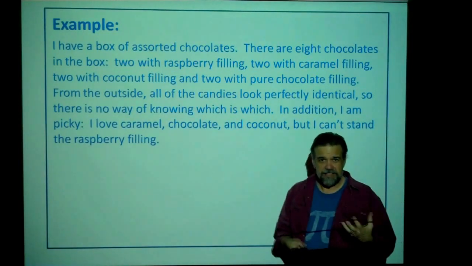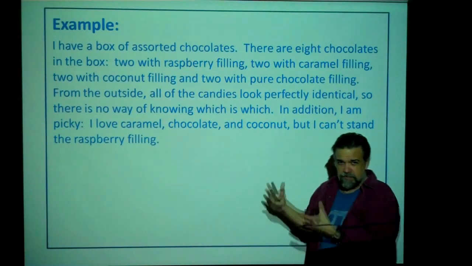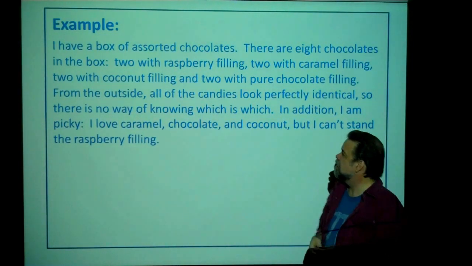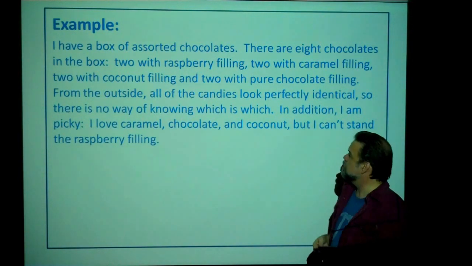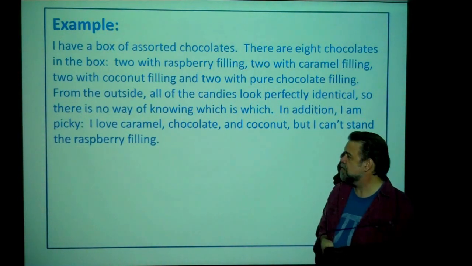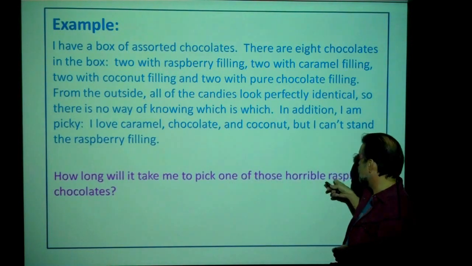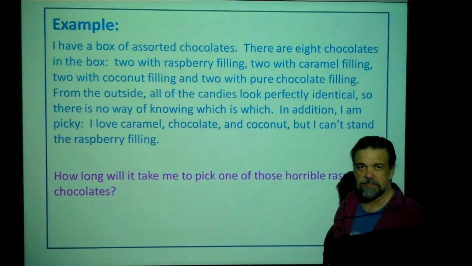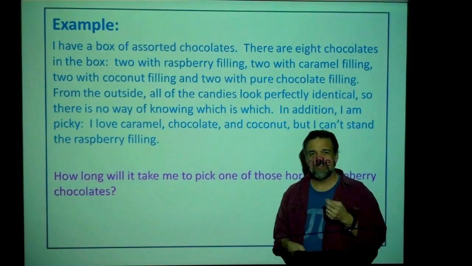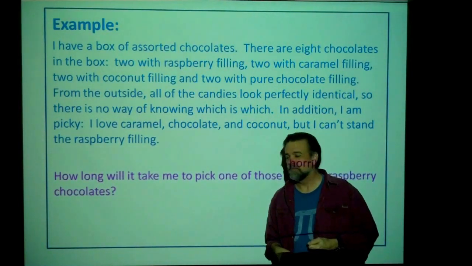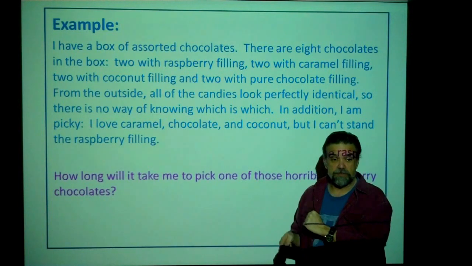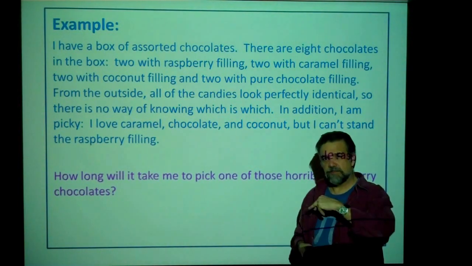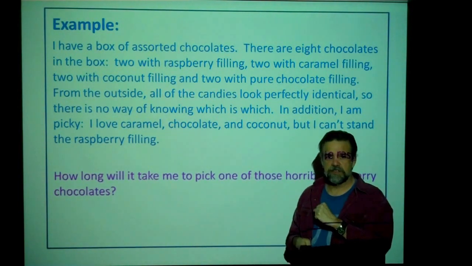So that's the, okay, my heart's in this experiment here. So the question is, how long will it take me to pick one of those horrible raspberry chocolates? Okay? How many will I enjoy before I get that nasty one? That's my question. So, let's go back through the steps and see how that's going to apply to this particular problem.